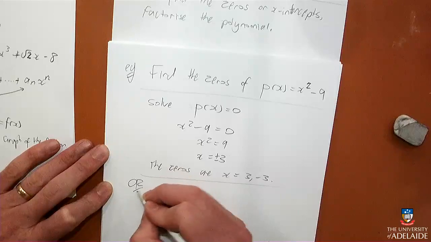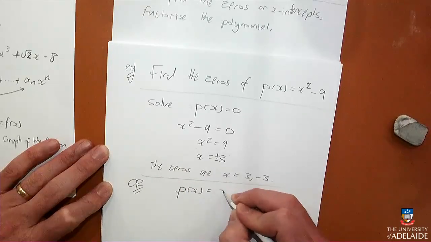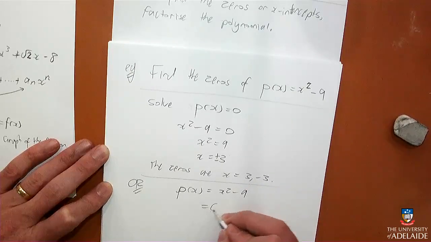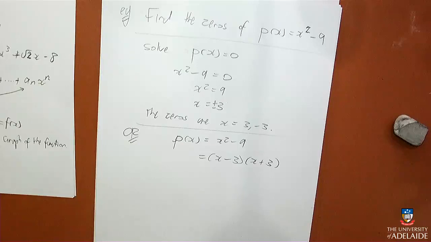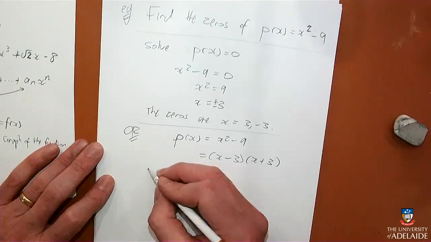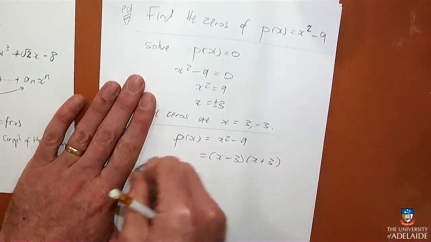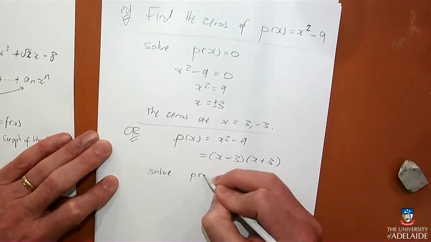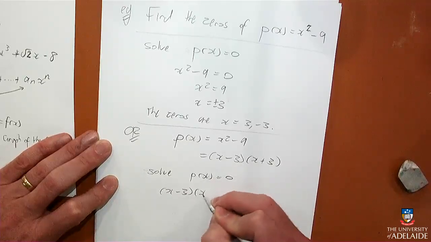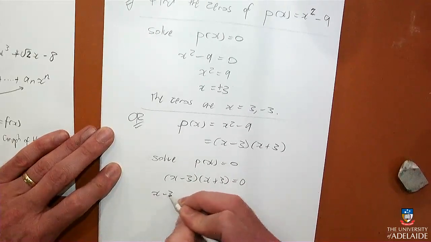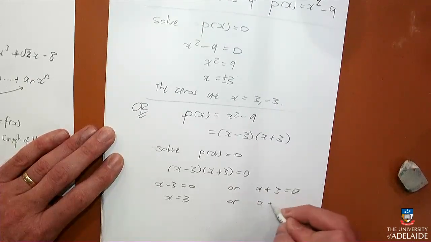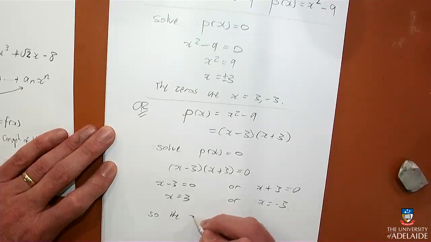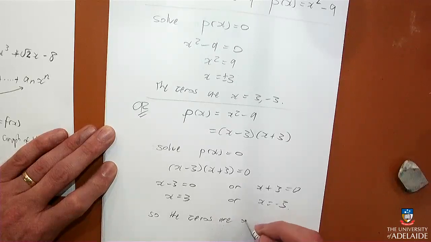So I could have done this: p of x is x squared minus 9, and that's a difference of two squares, which means it must be x minus 3, x plus 3. And in order for me to solve the equation p of x equals 0, I need one of those two things to be equal to 0. So I need x minus 3 or x plus 3 to be 0, which means I get x equals 3 or x equals minus 3. So the zeros are x equals 3 or minus 3.